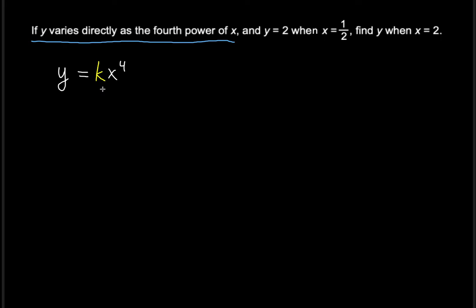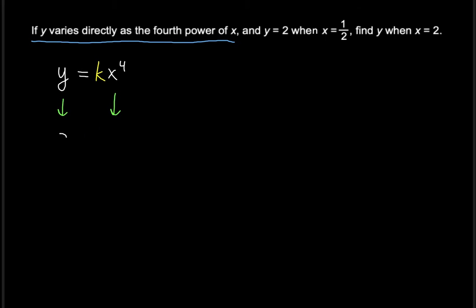And why is this called direct proportion? It's called direct proportion because as the x increases, the y will increase as well. Whereas in inverse proportion, when the x increases, the y will decrease. But in this case, both of them increase at the same time. As the x increases, the y will increase because we are multiplying the k with the x to the fourth. We're not dividing the k by the x, right? We're multiplying the k with the x, right? So let's solve for k. So let's plug in the values of y and the values of x and solve for k.